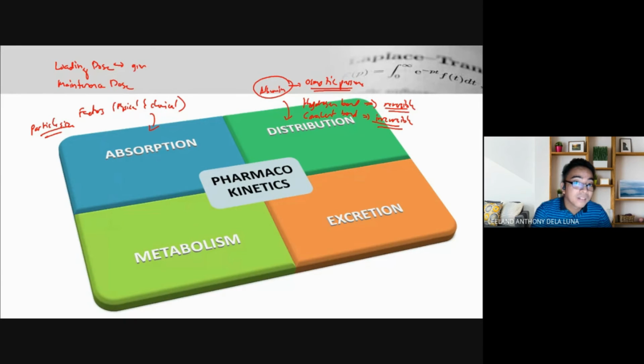The maintenance dose, class, is the dose given to sustain the effects. So a loading dose will always be high, usually, because we want to have immediate effects. It should be high enough to create an effect, but not too high to create toxic effects. Okay, that is the loading dose.